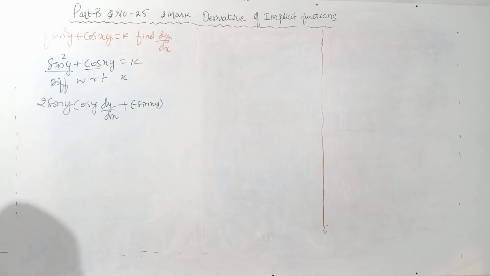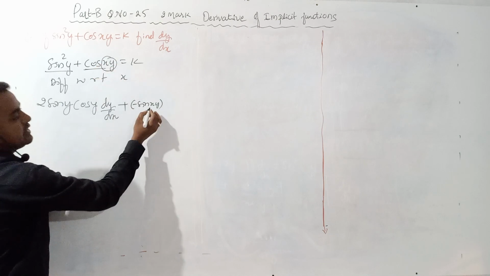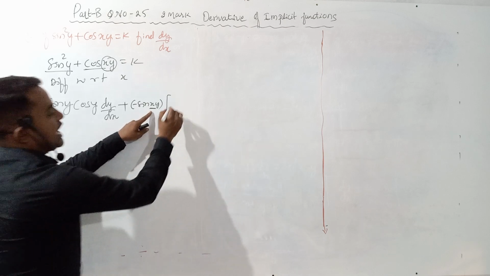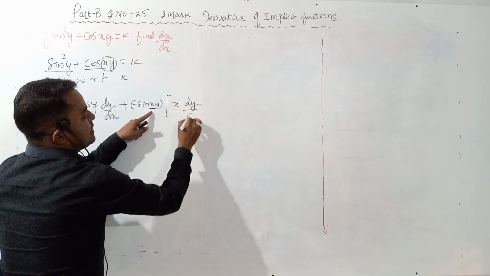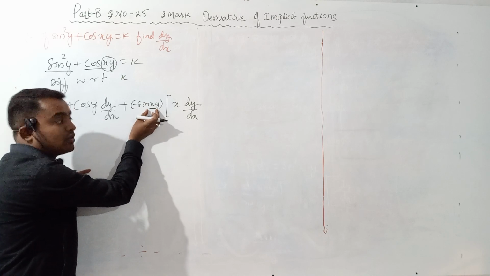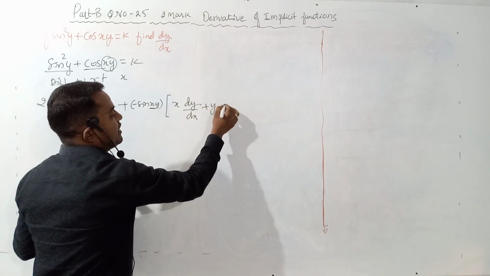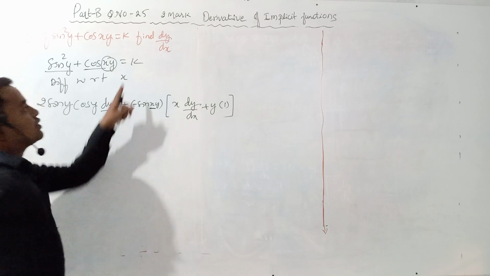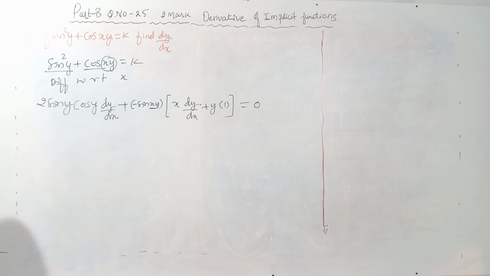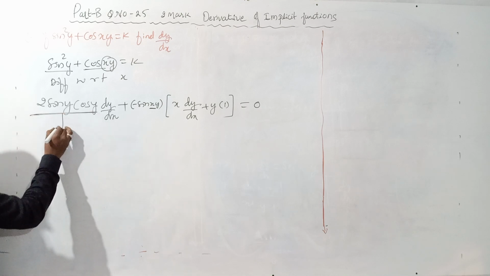Minus sin xy. After writing the derivative of cos, xy remains here. To differentiate this xy, we have to apply the product rule. x as it is, derivative of y is dy by dx, plus y as it is, derivative of x is 1, is equal to derivative of k, right side, it is 0. Derivative of k is what? 0. Now 2 sin y cos y can be written in terms of double angle, that is sin 2y.